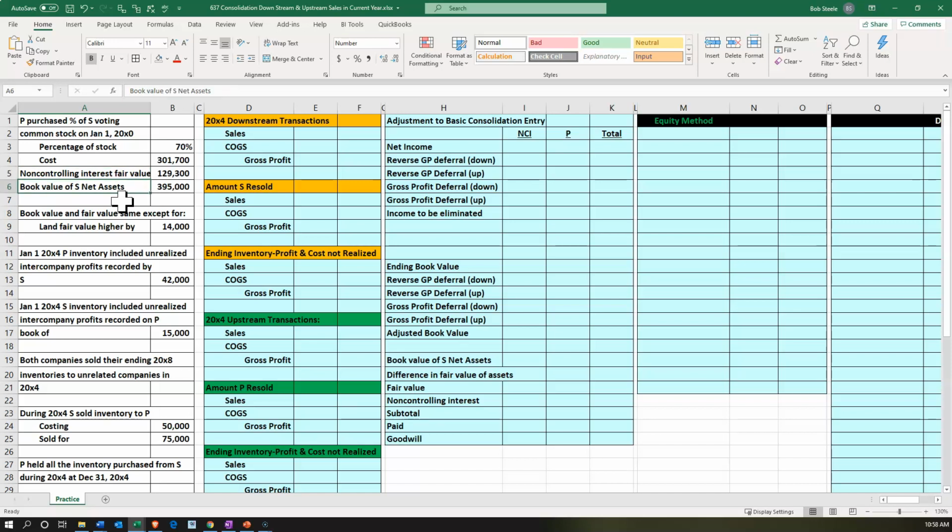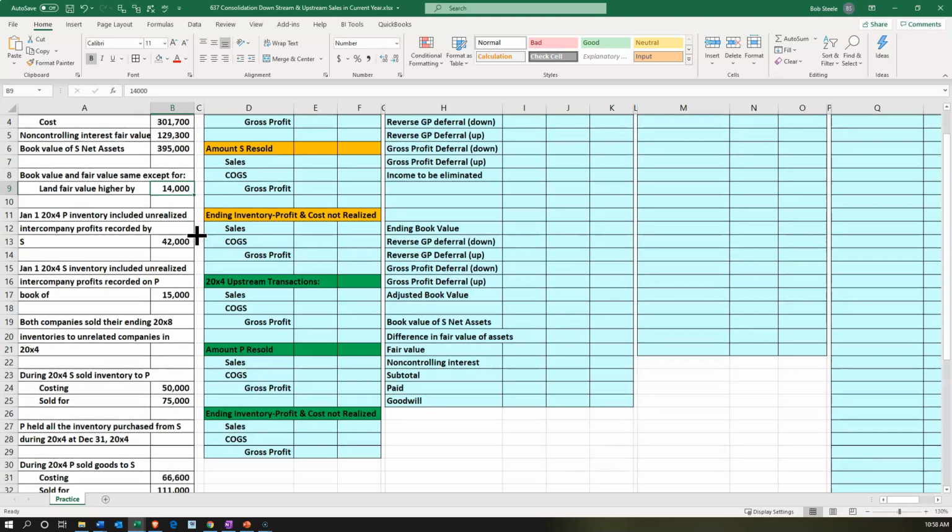The book value of S was 395,000. So at X0, assets minus liabilities, or the equity section, book value of the company, 395. Book value and fair value were the same, in other words, the assets and liabilities were all the same, except for the fact that the land was $14,000 higher at the point of purchase. Notice land is not a depreciable asset here, so we're not going to have to deal with the depreciation issue, which is nice.